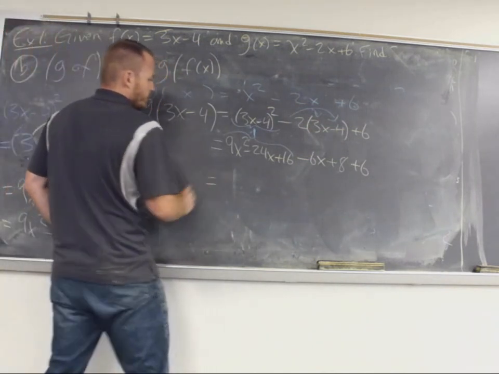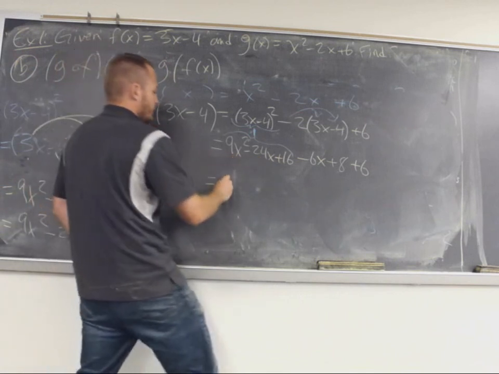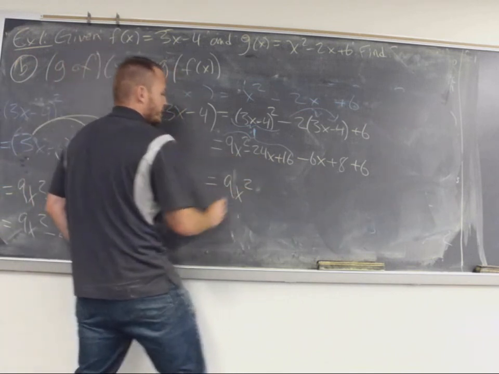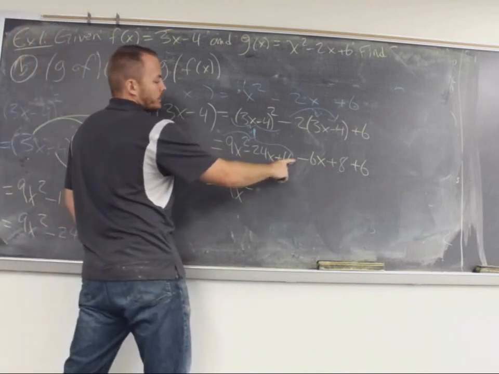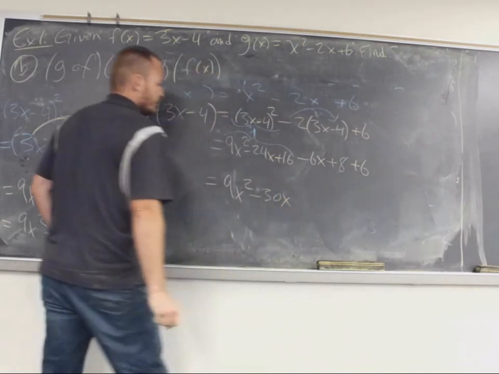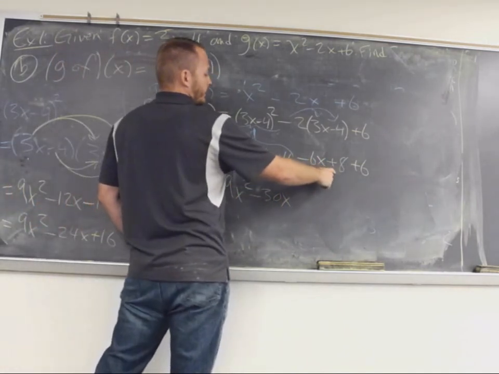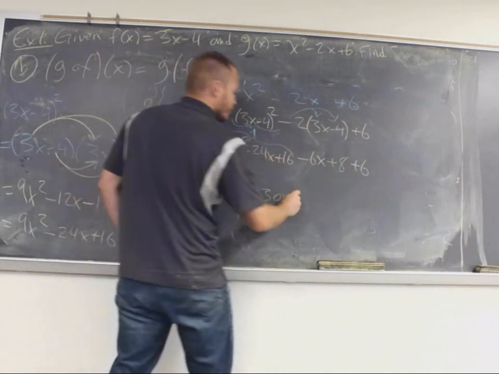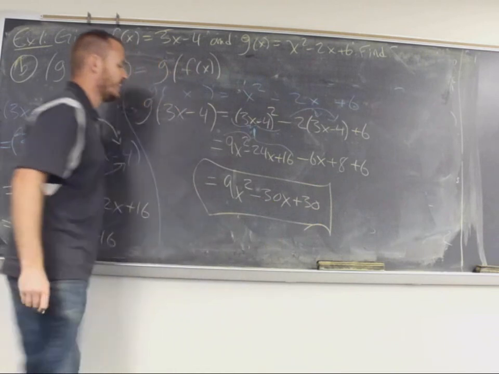Now we combine like terms. Not x squared, this is only x squared, so there's nothing to combine. It just stays the same. Now let's move on to the x's. Minus 24x and a minus 6x gives me minus 30x. And then 16 and an 8 and a 6, that makes plus 30. So that would be your answer.